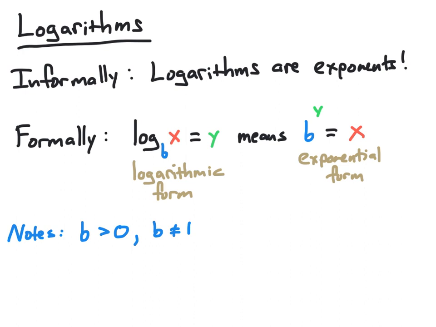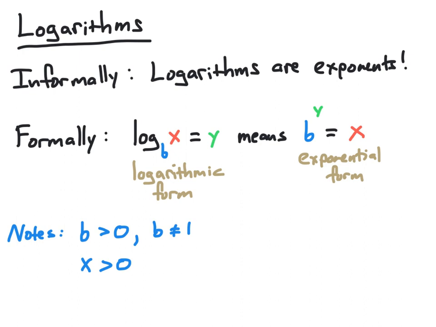Also, and perhaps more importantly, notice that the number x must also be positive. Again, we can see this from the exponential form. x is equal to the positive number b raised to an exponent y, and regardless of the value of y, a positive number raised to any power will always be a positive number. And since that number is equal to x here, we have to conclude that x is a positive number. So the only values we can take the logarithm of are positive real numbers.